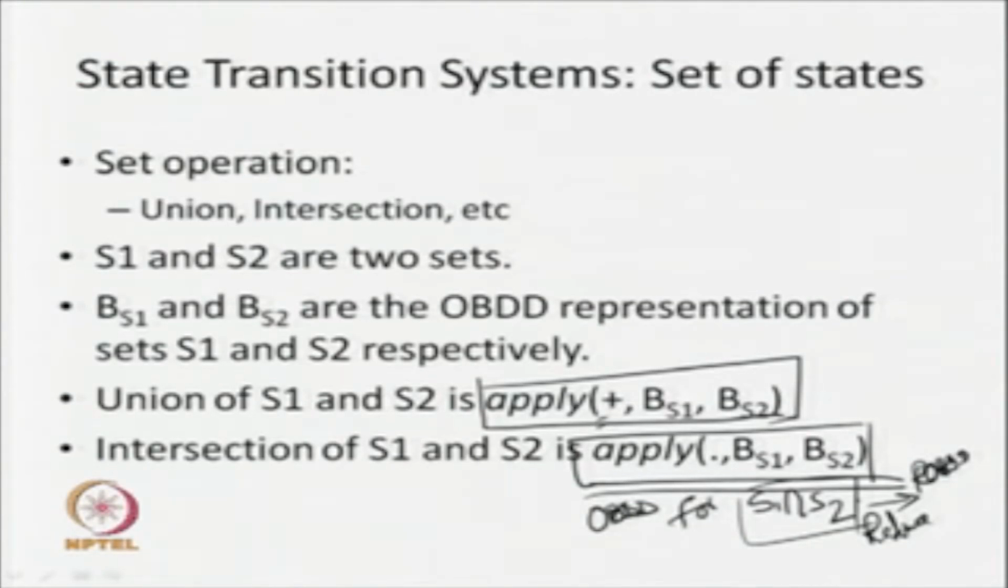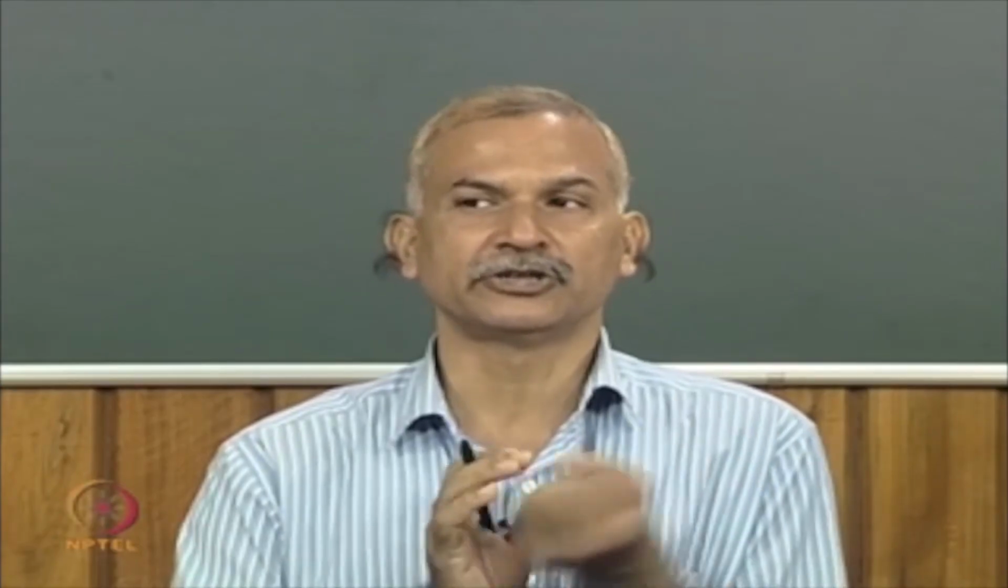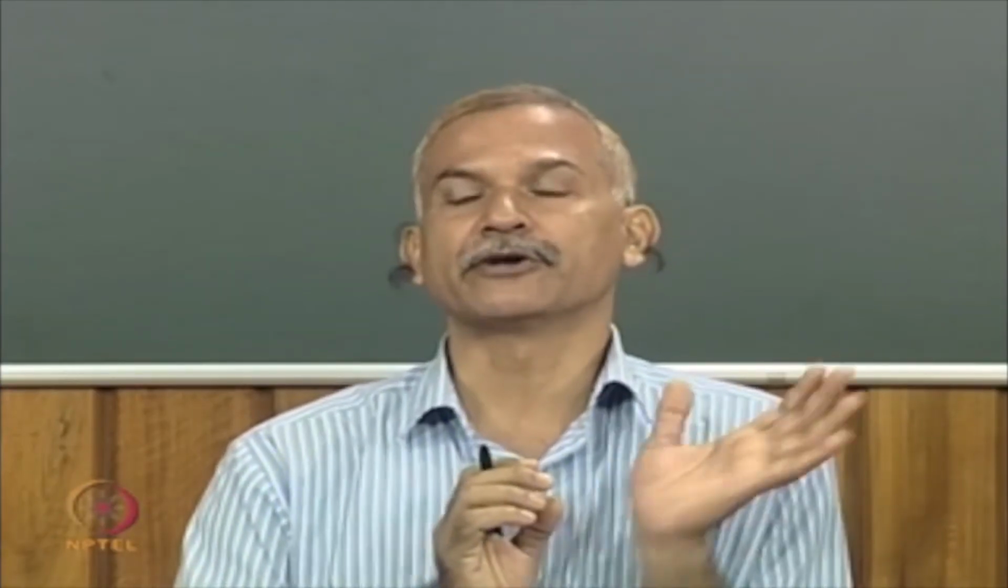So, if we have the ordered BDD representation of two sets, then I can use this apply algorithm to construct the union of these two sets or the intersection of these two sets. Like that we can construct other operations also. So, this is one advantage we are getting.